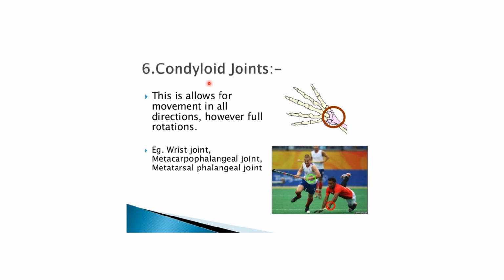Now the last, which is condyloid joint. This allows movement in all directions, however not full rotation. Its example again is the wrist joint, metacarpophalangeal joints and metatarsophalangeal joints.